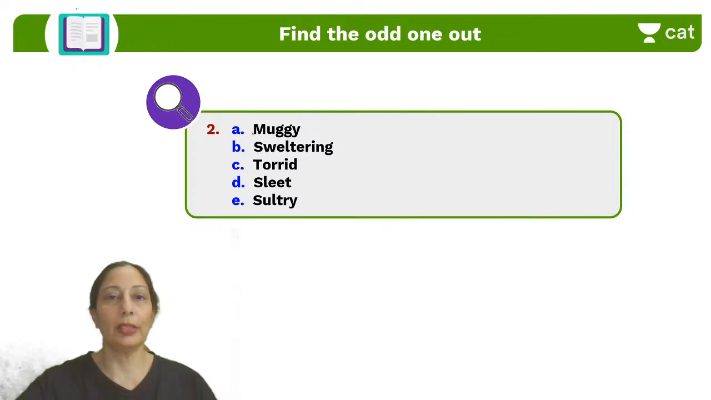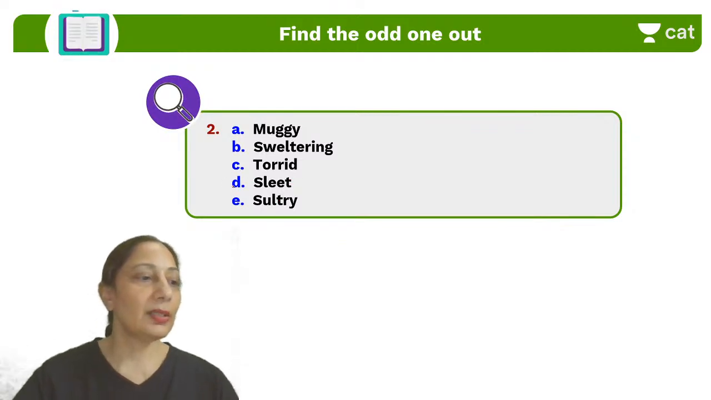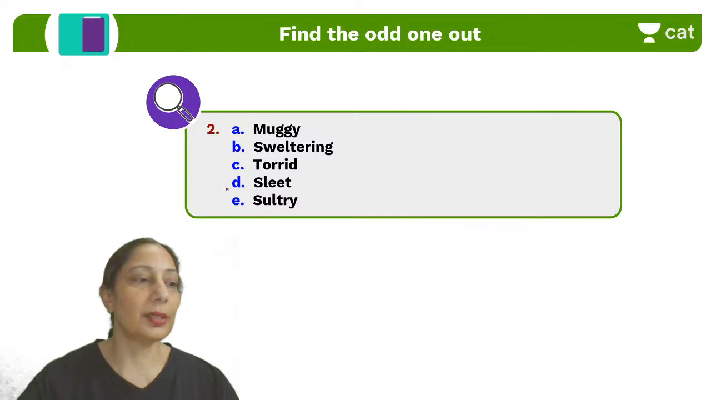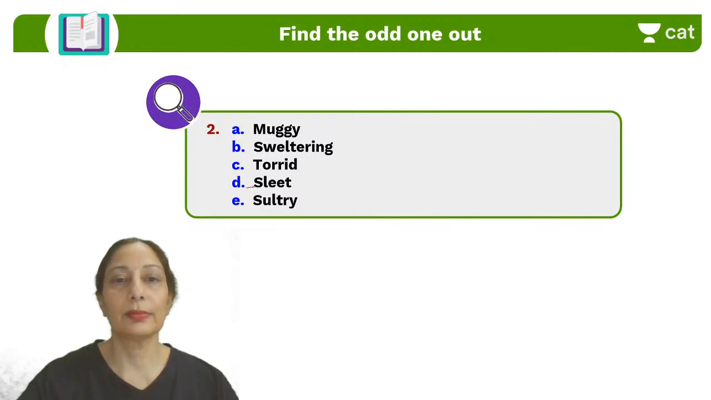Okay, now pick the odd man out. Muggy, sweltering, torrid, sleet or sultry. Yes, Ayushi. Yes, correct. Why is it sleet? Why is it sleet, guys? Can you give me the answer? What does sleet mean? Yes, hi Priyanka, good to see you here. Yes. What is the meaning of sleet? Why did you mark sleet as the answer? What is the meaning of other words? Dia is also saying sleet. What is the meaning of sleet?